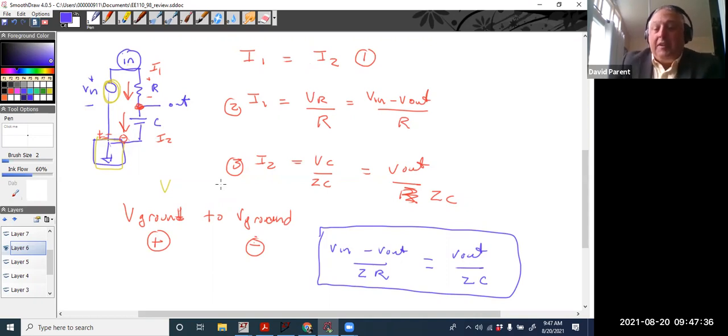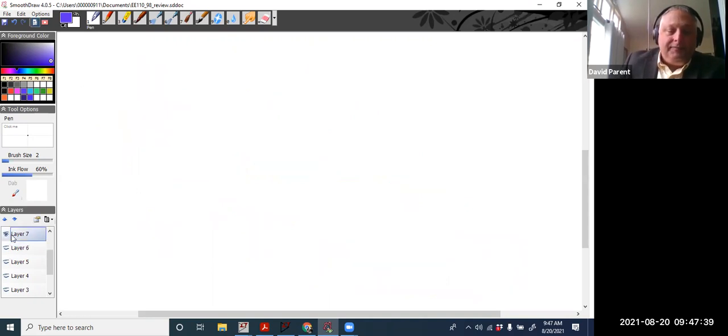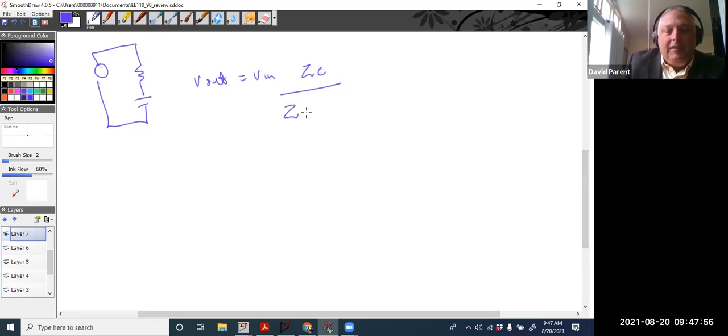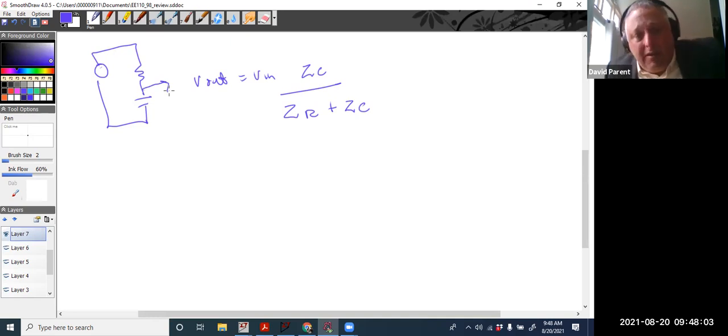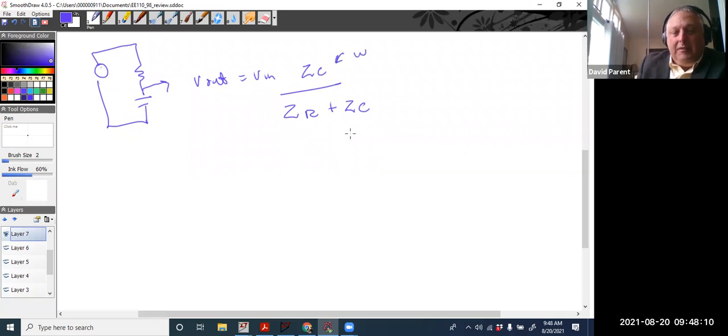All right. But here's the other thing. We derived it, and I'm not going to write everything, but we know that V out equals V in times ZC over ZR plus ZC. Now, this has a frequency to it, that has a frequency to it. And so that ratio of V out to V in is going to change depending on the frequency.